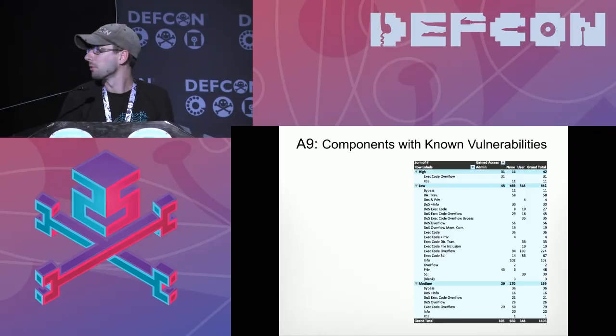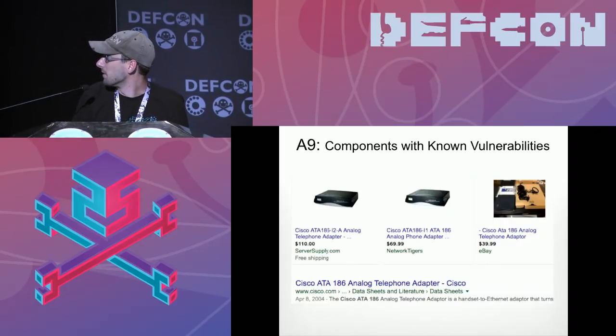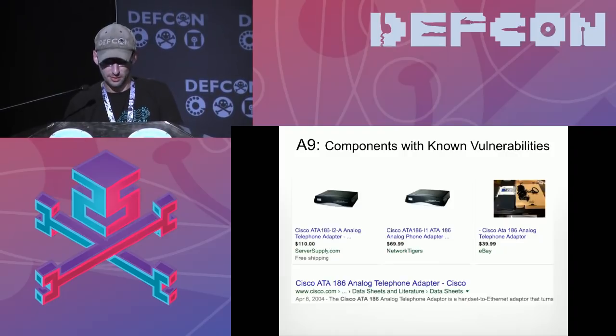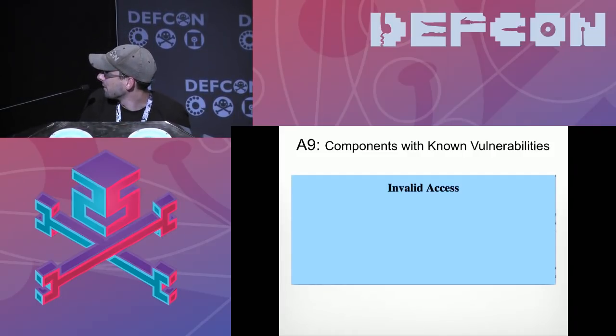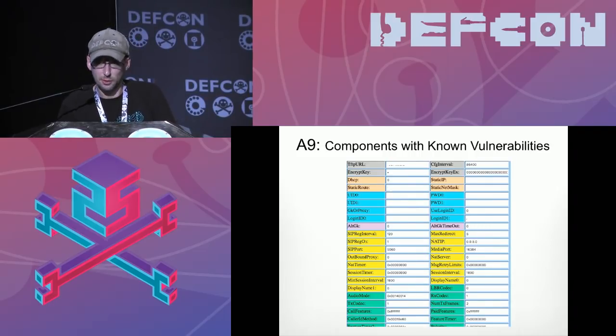So one of the examples for a known vulnerability is this little box, a Cisco ATA 182. They still sell these for, what is it, $40 to $60. And that's what translates your analog phone to be able to use SIP. And in 2002, they had a bug on it. That's what it looks like if you find one on the web. That's what it looks like when you log in.